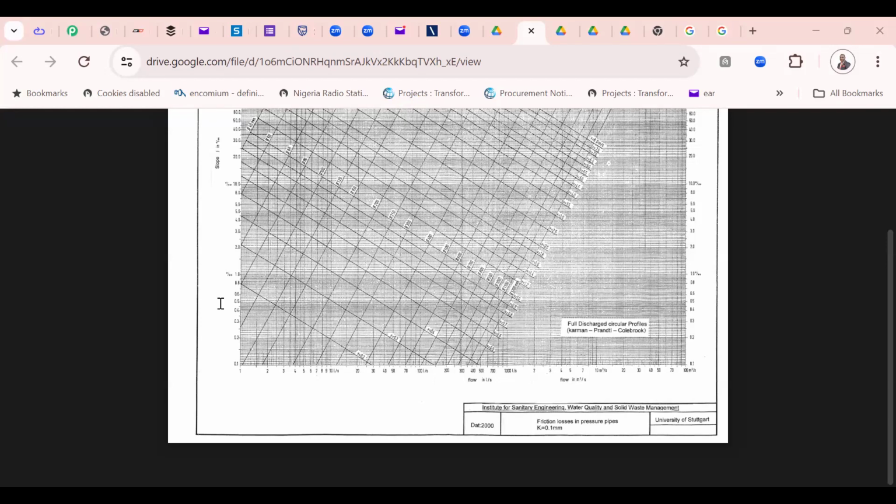So if I say a slope of 1%, this goes back to mathematics. If I say 1%, it means if it is 100, that 100 is 1 meter. But if I say 1 per 1,000, it means 1 meter per 1,000 meters.